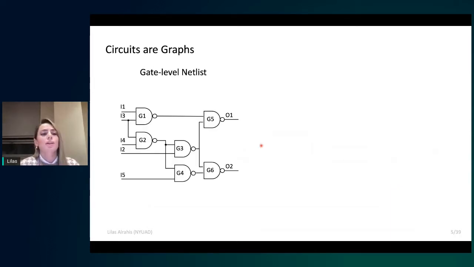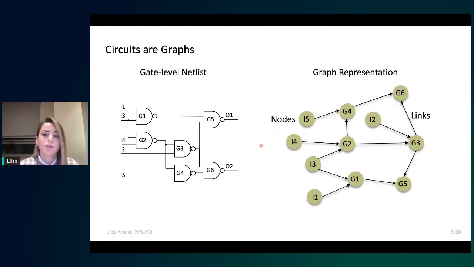One observation that helped us, which is a simple observation, is that circuits are graphs. So the graph is the natural representation of a circuit. As you can see in the example here, on the left we have a gate-level netlist, and you can see how it is nicely captured as a graph on the right. In this example, we are representing each gate in the netlist as a node. We're also representing the inputs of the circuit as nodes as well. The connections in the graph represent the wires in the circuit.